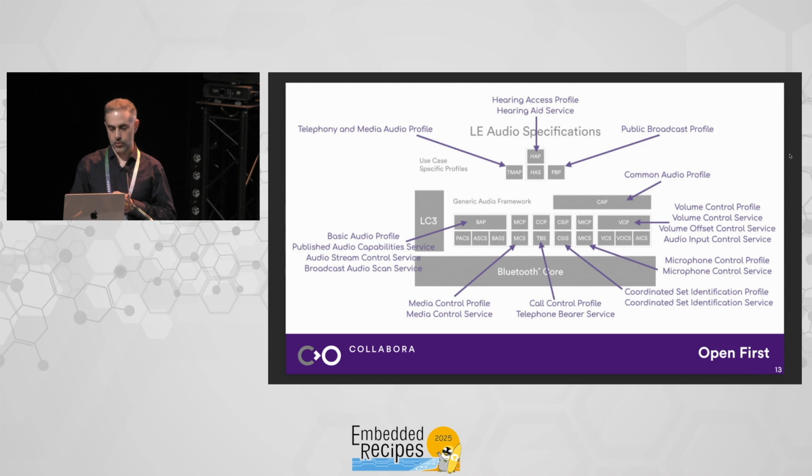So Bluetooth LE Audio is not one specification. It's a lot of specifications bundled together. The main thing here, on the left, is the Basic Audio Profile, or BAP. This is what implements the actual audio streaming, and this is the main thing you have to implement from an audio daemon perspective, because I'm talking about PipeWire next. This implements the streaming. Everything else is just control profiles.